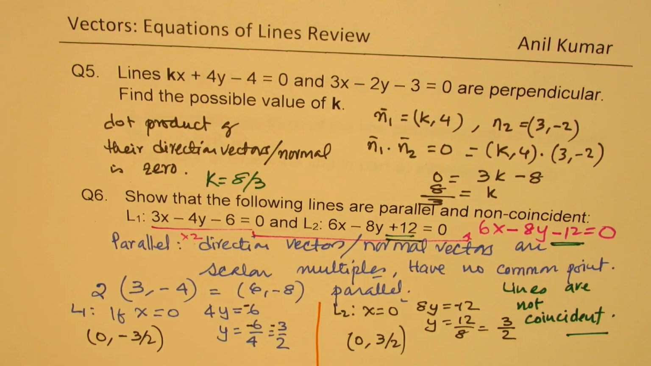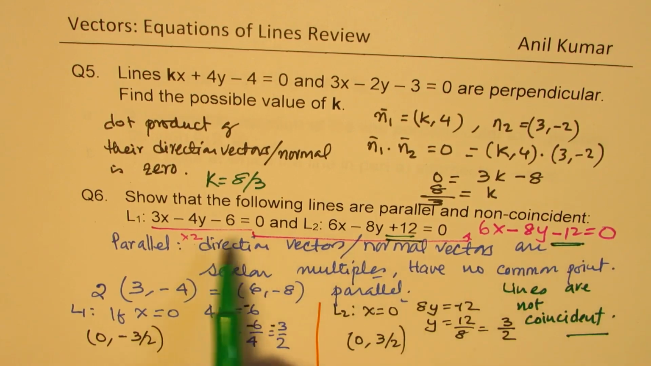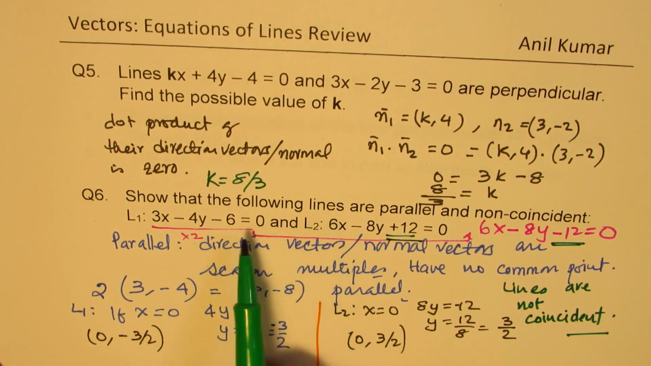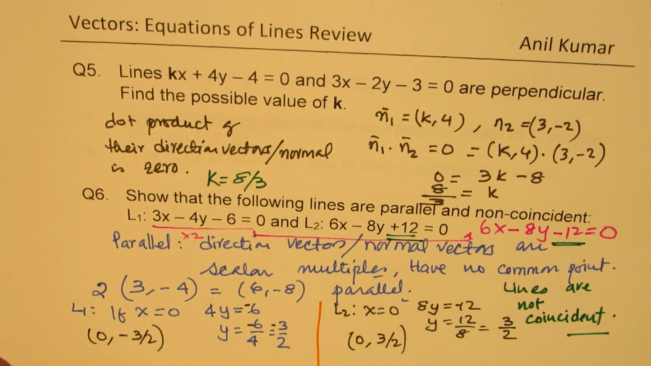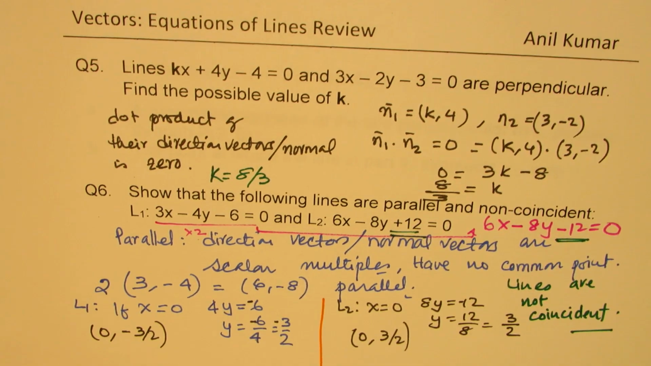Is that clear to you, right? So I think this is a better method. Just take a scalar multiple of your line and then say that the constant value is not the same. That is how you could figure out that the lines have different y-intercepts or different x-intercepts, and so they are not the same.